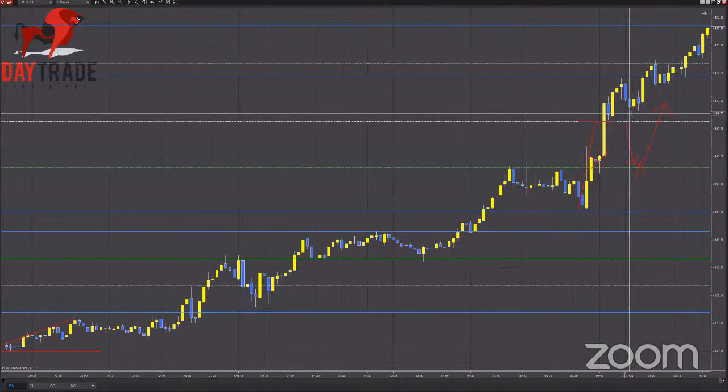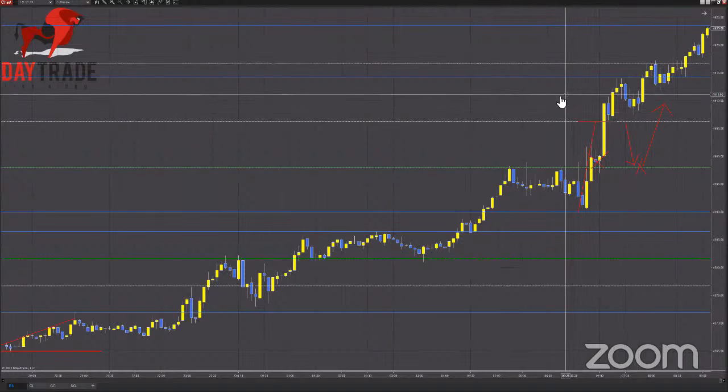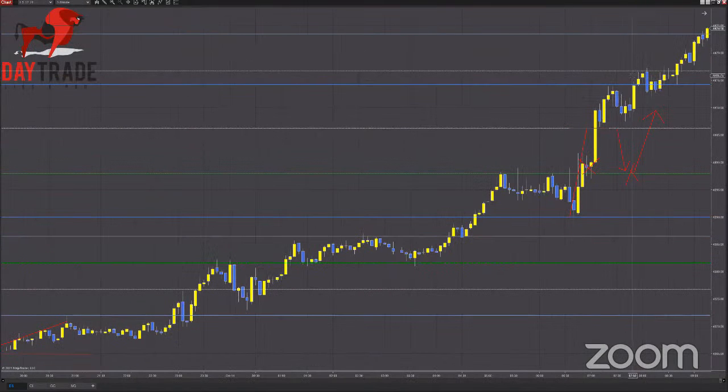Maybe it did. Yeah, it did fill the first target, I think. Yeah, that one filled the first target. And then that was that. And then the rest broke even. We moved the stop to break even.